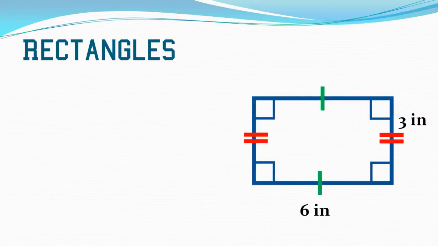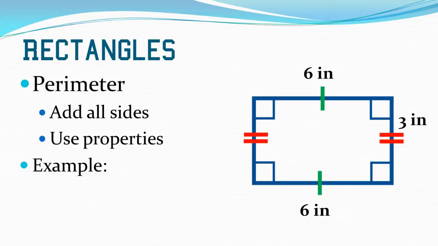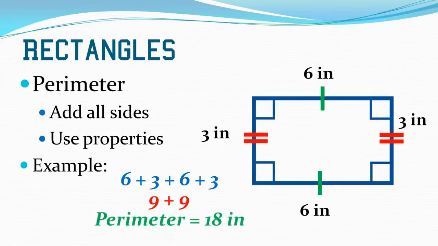So that way, when we have a problem like this and we need to find the perimeter, we can't just add all the sides that are given. 6 plus 3 would only give us half of the perimeter. But I do know that I can use my properties. Those opposite sides are congruent and parallel. So I know that this is 6 inches because it's congruent to the 6 inches on the other side, and this is 3 inches because it's congruent to the 3 inches on the other side. Now I have all of my sides and I can find my perimeter. 6 plus 3 plus 6 plus 3 gives us 9 plus 9, or 18 inches. Just a matter of adding it up.